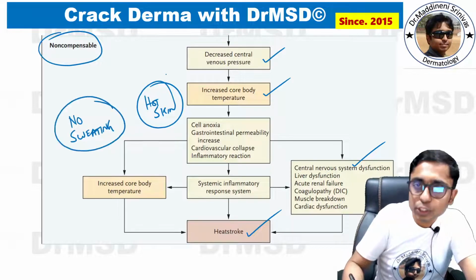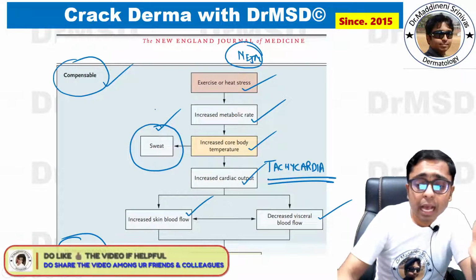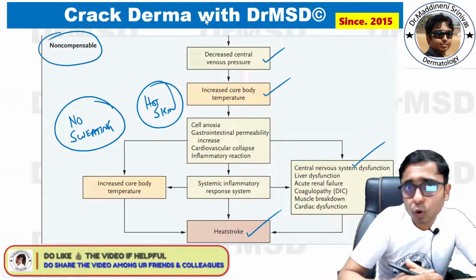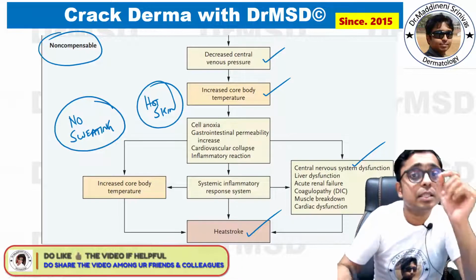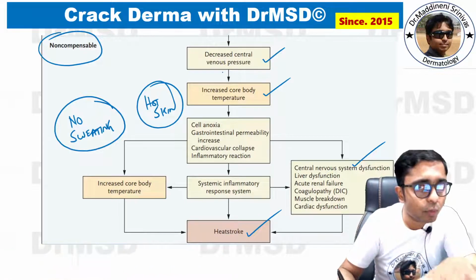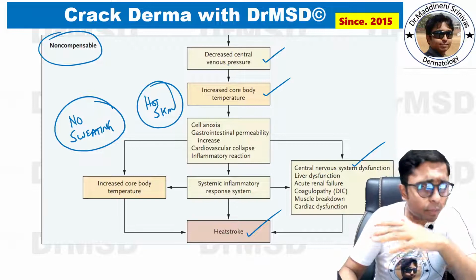So in heat stroke, in the compensable phase, we have seen that yes, sweating can happen, but as the patient goes more and more towards the non-compensable phase, this sweating will completely reduce and there will not be any sweating whatsoever. Only the patient's body temperature is going to be very, very high.